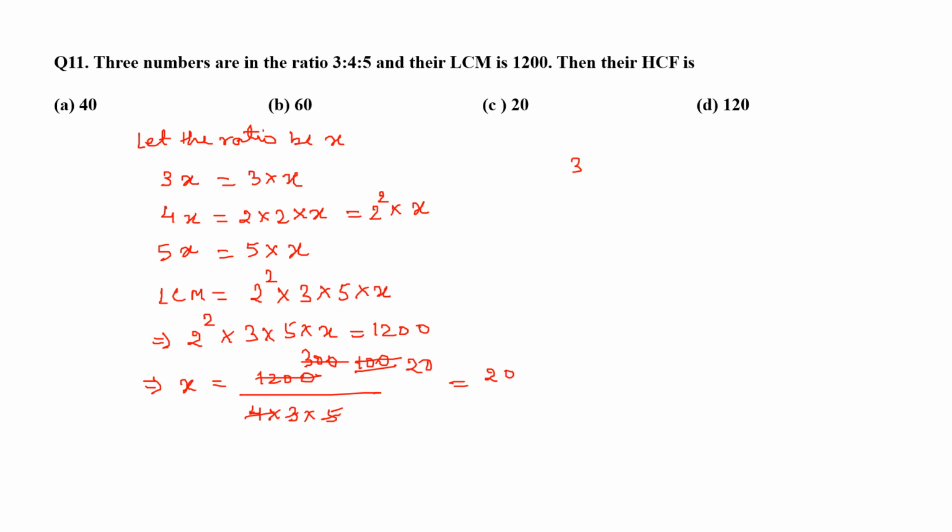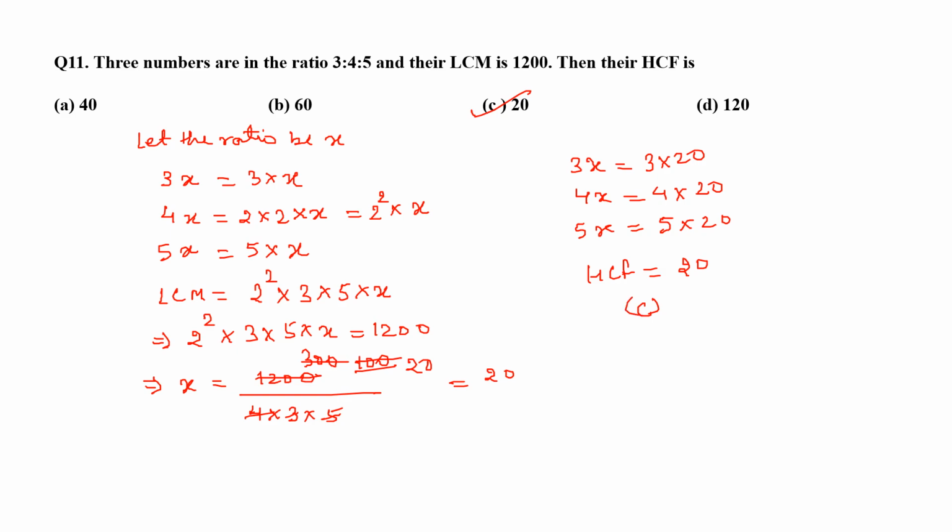Now it means 3x will become 3 into 20, 4x is 4 into 20, and 5x is 5 into 20. And what you have to find? You have to find the HCF, which is only 20, isn't it? The common factor is only 20, not a prime factor. So from here you can see C is the correct option.